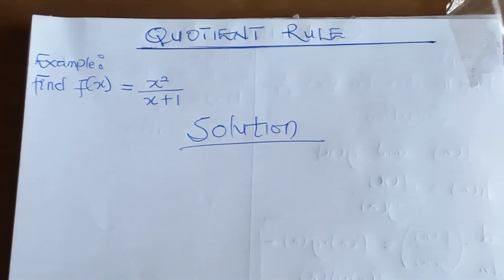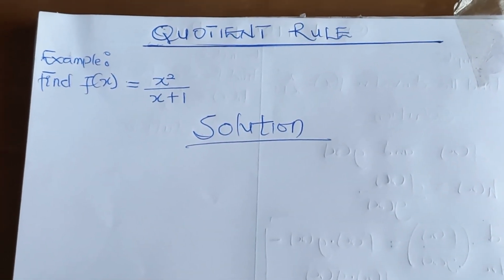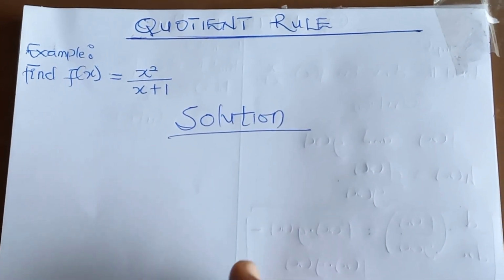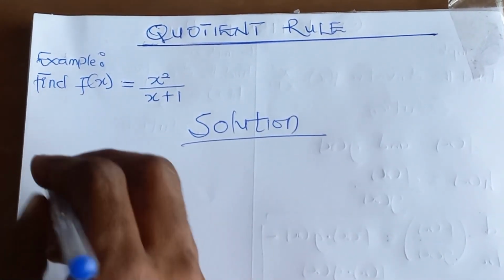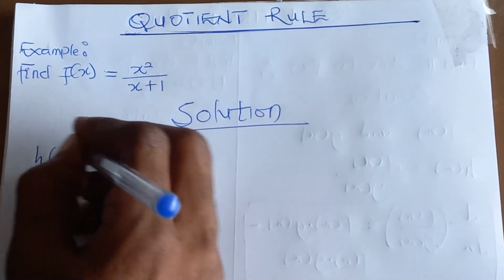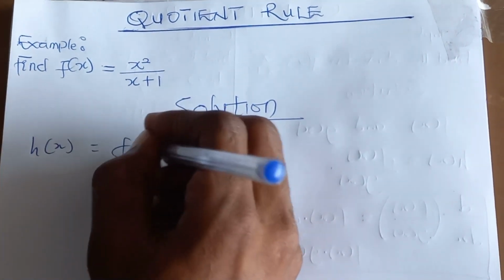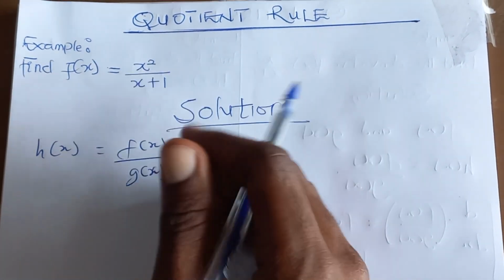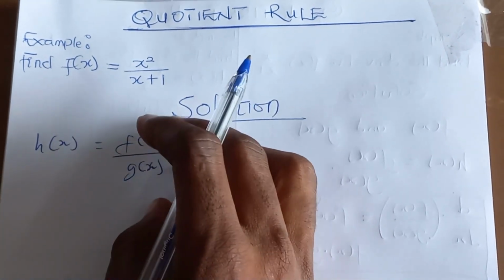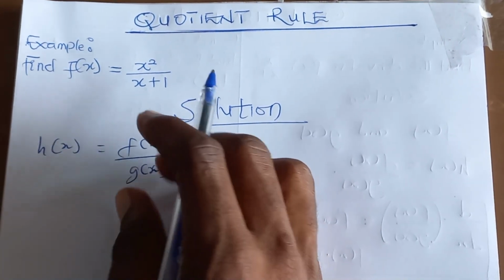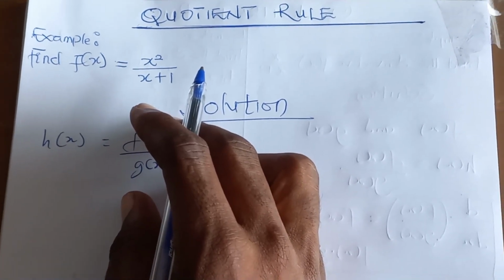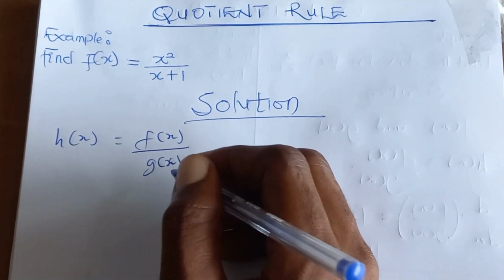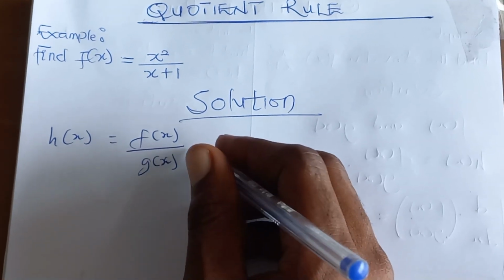Let's say you have two functions f of x and g of x, and they are in quotient form. So if we have h of x is equal to f of x on g of x, this is in rational form. So quotient, they are dividing. That's why we are saying quotient.